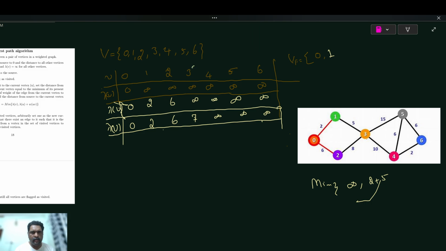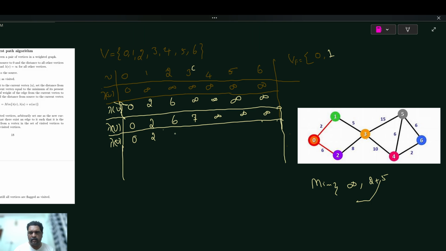So this is our current vertex, and we recalculate all the lambda values for the vertices which are adjacent to the vertex 3. So lambda of v is recalculated for all vertices which are adjacent to 3. Since 0 is not adjacent to 3, the value remains as 0. The vertex 1, we don't need to recalculate it. It is 2, since it has already been visited.